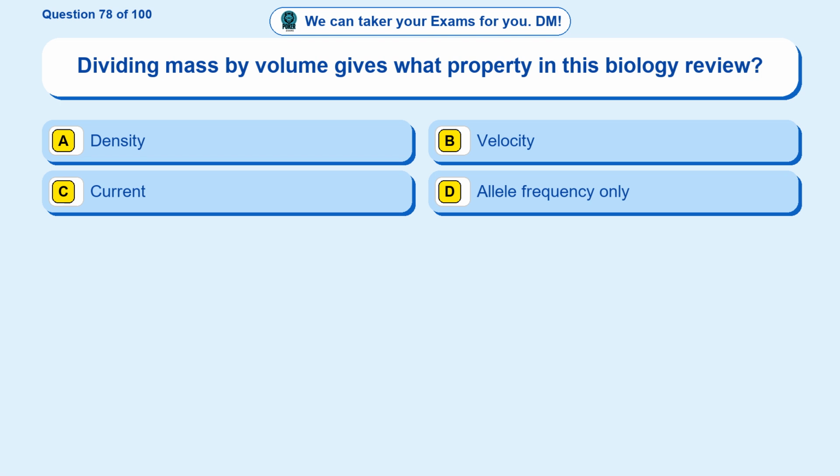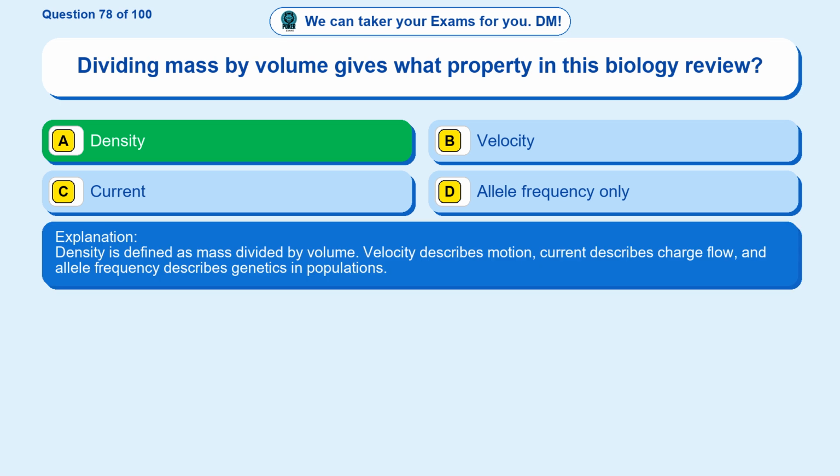Question 78. Dividing mass by volume gives what property in this biology review? Option A, density. Option B, velocity. Option C, current. Option D, allele frequency only. The correct answer is option A. Density. Density is defined as mass divided by volume. Velocity describes motion, current describes charge flow, and allele frequency describes genetics in populations.